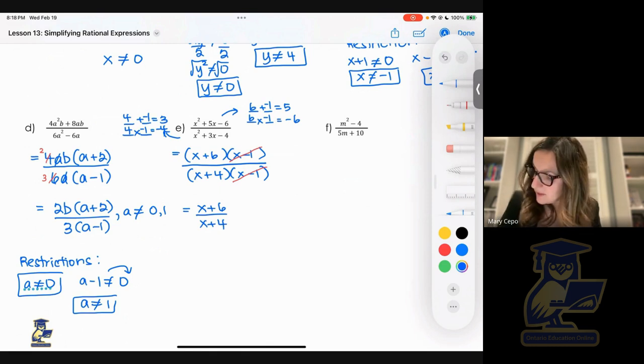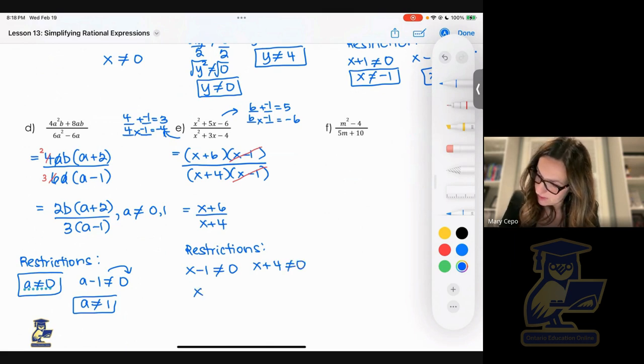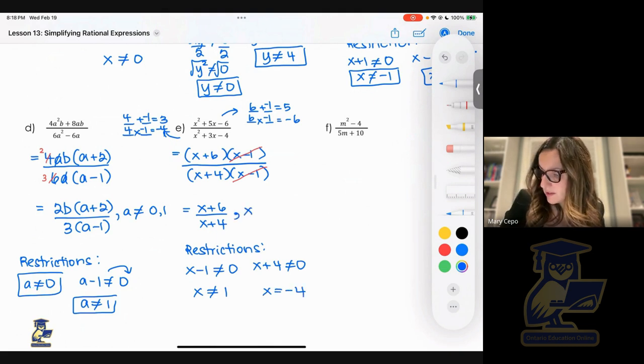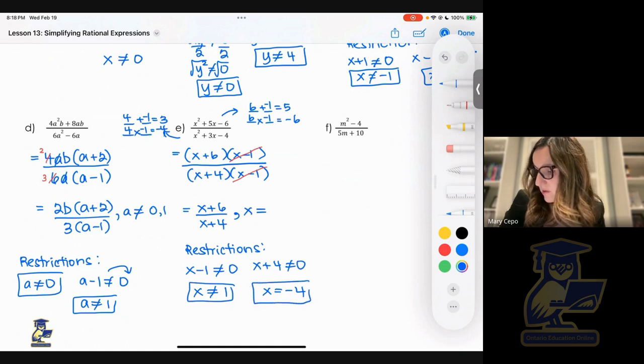And of course, we need to state the restrictions. So restrictions include any factor that results, and we did simplify, so x minus 1 cannot equal 0, and x plus 4 cannot equal 0. So in this case, x cannot equal 1, x cannot equal negative 4. So to state those restrictions, x cannot equal, and again, always in increasing values, so negative 4 and positive 1.